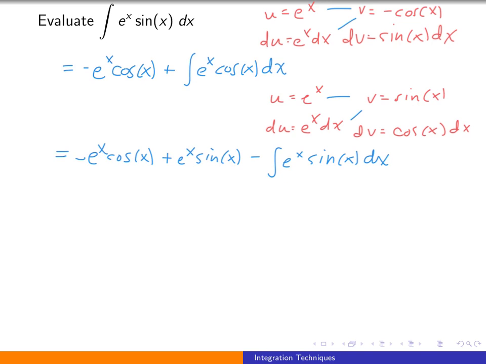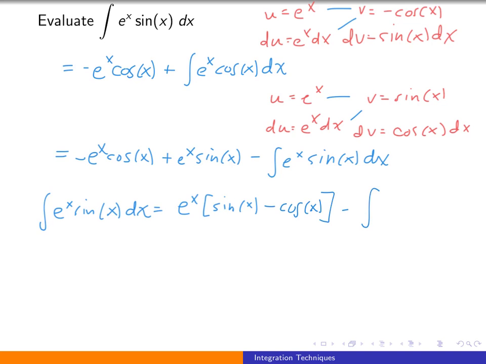So what we can do here is just algebraically simplify. So I'm going to go ahead and just summarize with what we have. So that we have this integral we started with, e to the x sine x. It is equal to this algebraic expression we have here. Both terms contain an e to the x. You have a sine x term and minus a cosine x term. And then from all of this, we are subtracting away the integral of e to the x sine x.